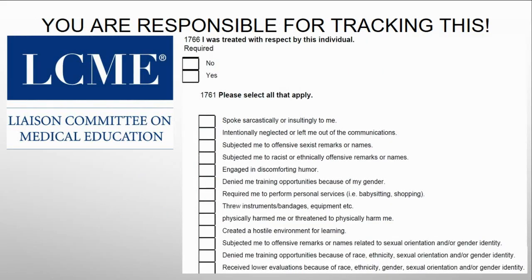All right, so again, this is kind of the vegetables of medical education. We have to do it. It's not always fun, but I can tell you if any of you have been through an LCME visit or are about to encounter an LCME visit, these are things that you have to track. So at Ohio State, the way we do this is we have a question. I was treated with respect by this individual, and I witnessed this individual treating others with respect.